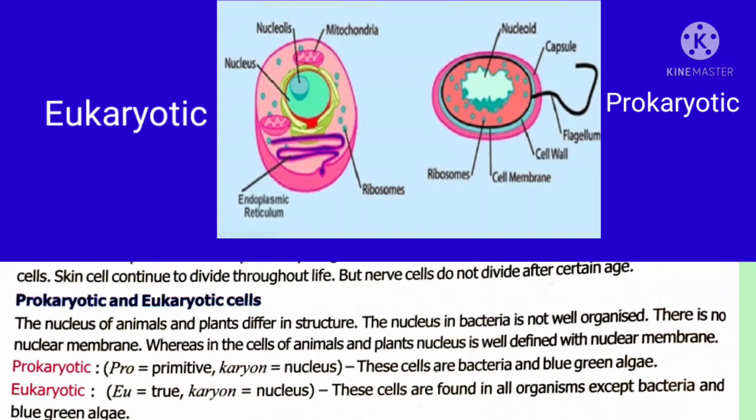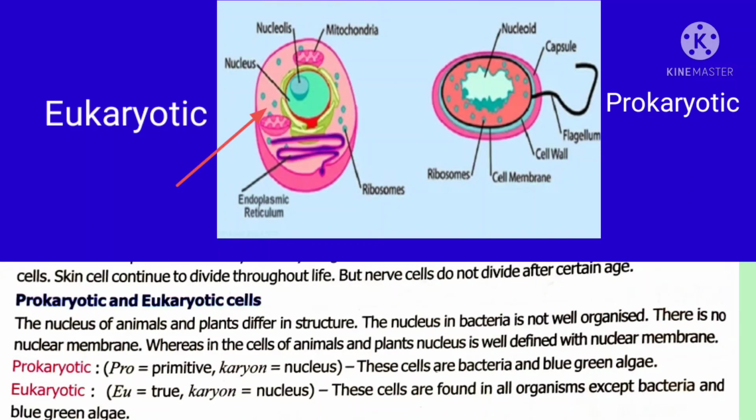The nucleus in prokaryotic cells is not well organized. In eukaryotic cells, the nucleus is surrounded by a nuclear membrane. But in prokaryotic cells, there is no nuclear membrane. The chromosomes are spread everywhere. But eukaryotic cells have a well organized nucleus, nuclear membrane and organelles.